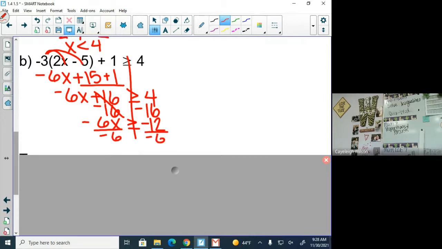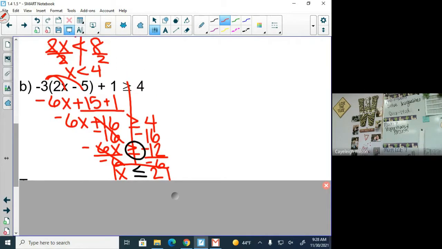We're talking about dividing by a negative number. When I divide both sides by a negative number, that inequality sign will now flip. And negative 12 divided by negative 6 is positive 2. I did not flip on the first one, Brody, because I divided by positive 2. So I didn't flip it. But this one I divided by negative 6, so that's why I flipped it. The only difference.